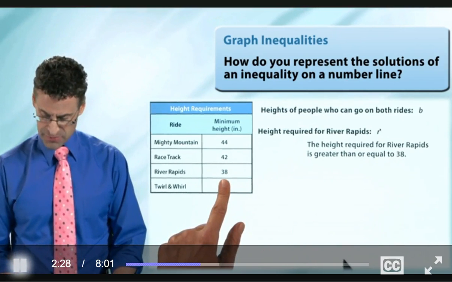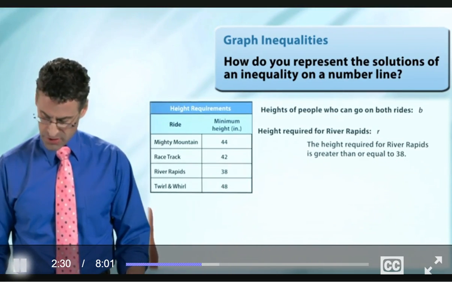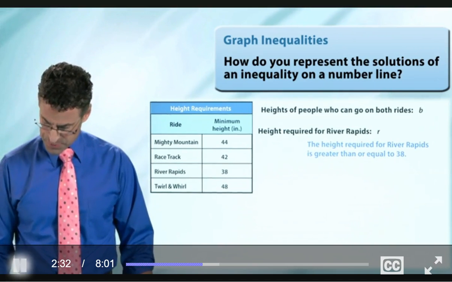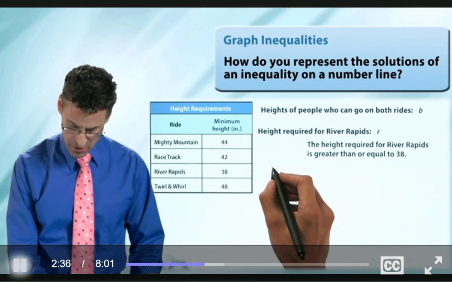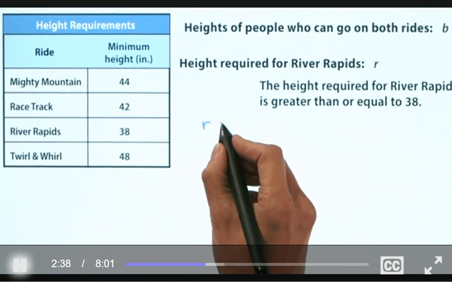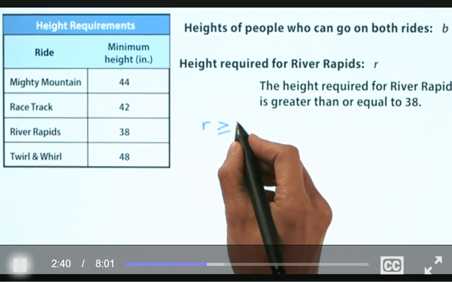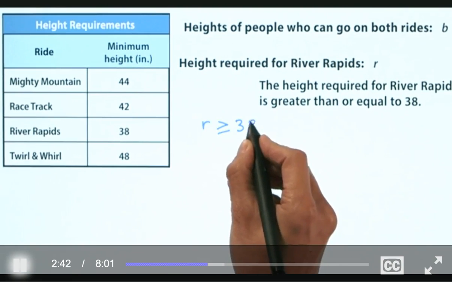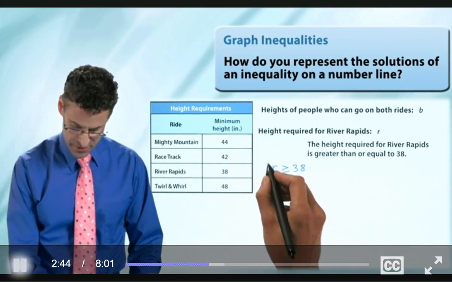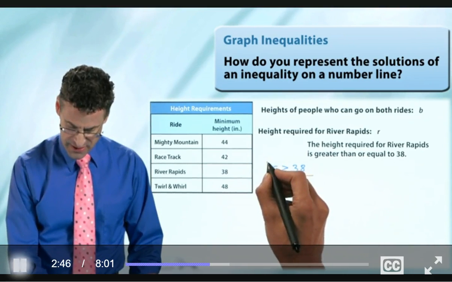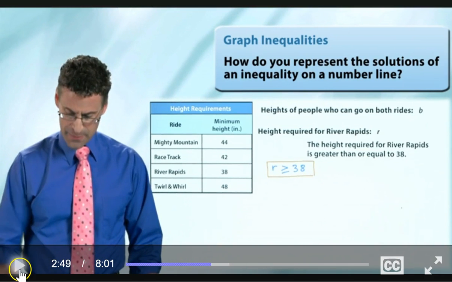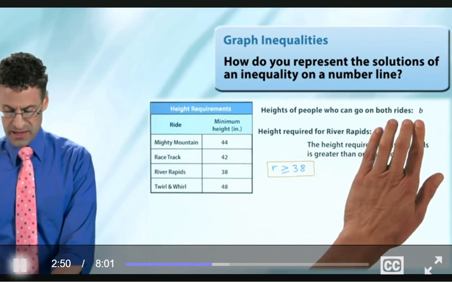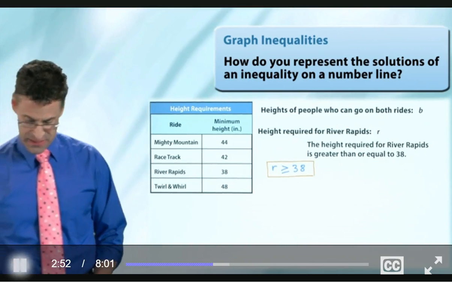So how would I write that in terms of an inequality with R? The way that I would say that is, R is greater than or equal to 38. Now I'm going to box that in because that's our first inequality. That's the requirement for the River Rapids. Okay, sorry about that. Continuing. Now we want to find an inequality for both, so we have to keep going.